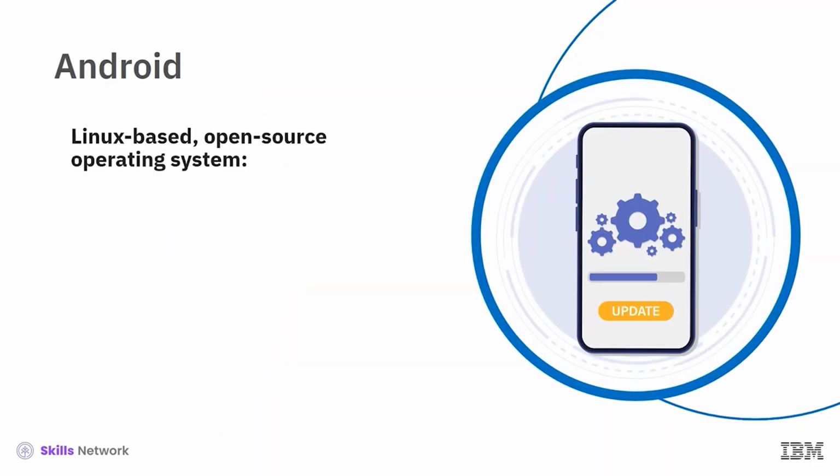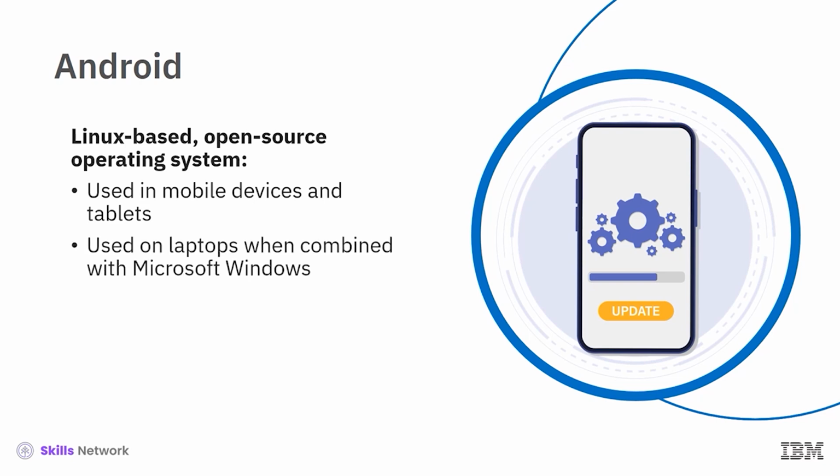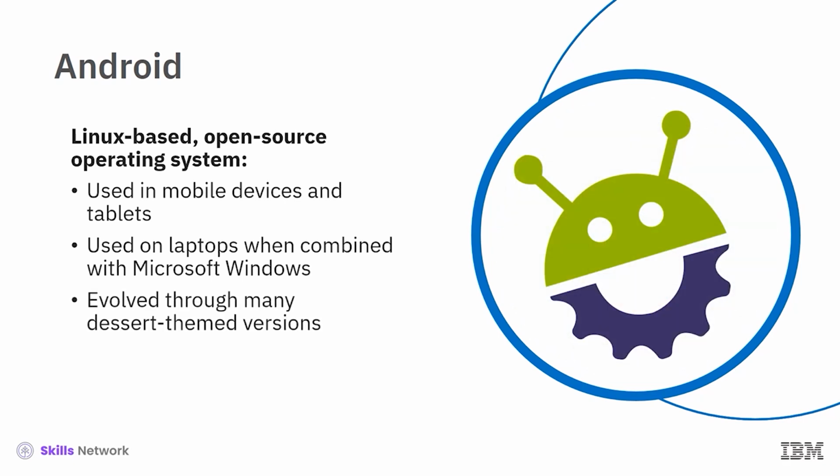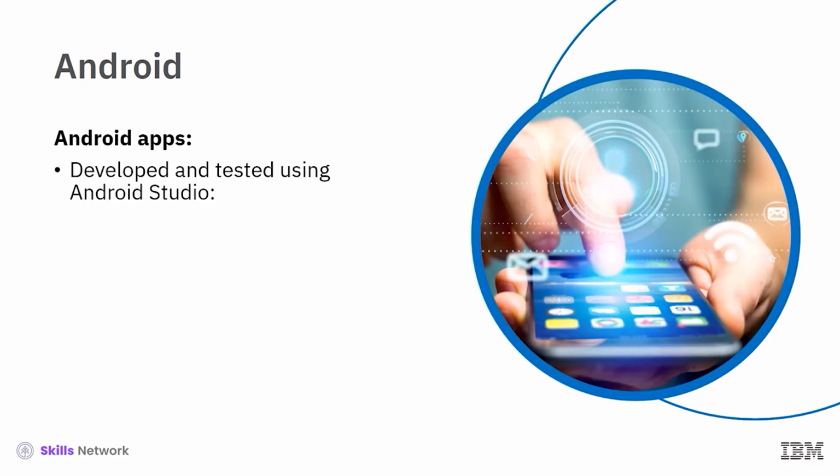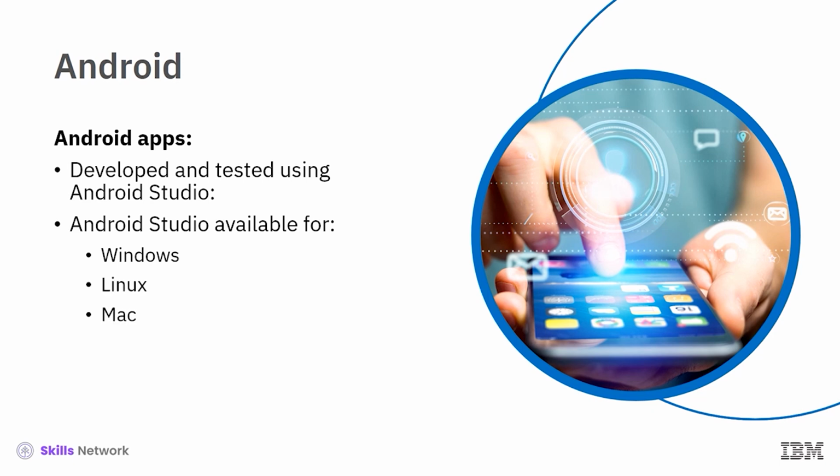Android is a Linux-based open-source operating system for mobile devices and tablets. It can also be combined with Windows for use on laptops. Did you know that Android has evolved through many versions, each named after a dessert? For example, version 15 is known as Vanilla Ice Cream. Android apps are developed and tested using Android Studio and are available for Windows, Linux, and Mac systems.